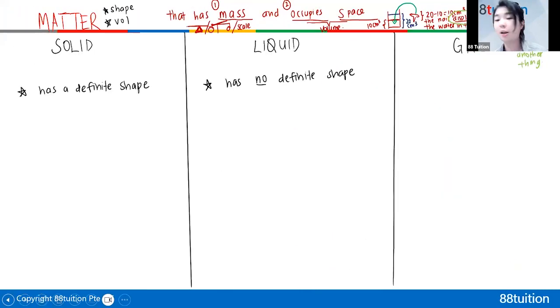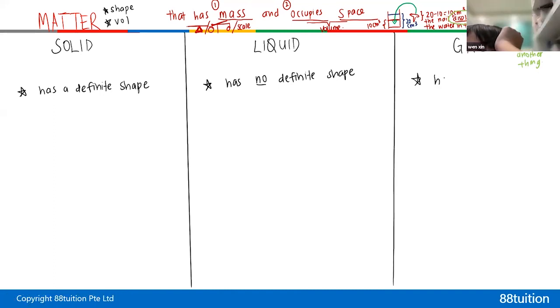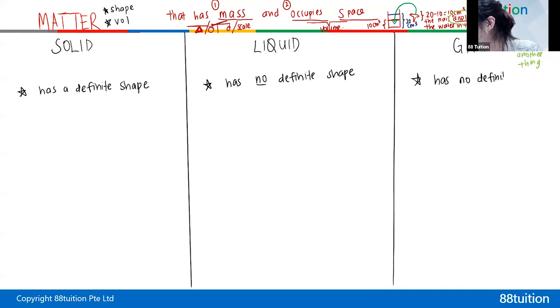Does it have a definite shape? No. Very good. Also no definite shape. I gave an example to the class last week when I blow balloons. We know balloons come in different shapes and sizes, right? So the air will also take the shape of the balloon. So that shows that liquid and gas both have no definite shape.